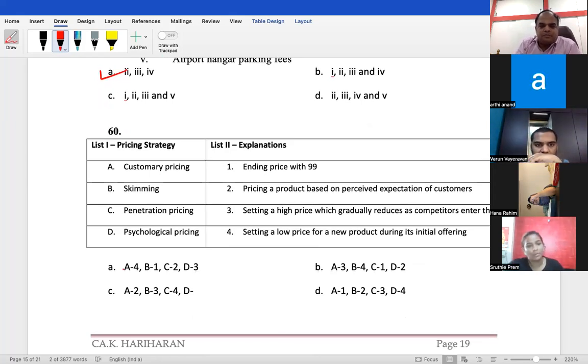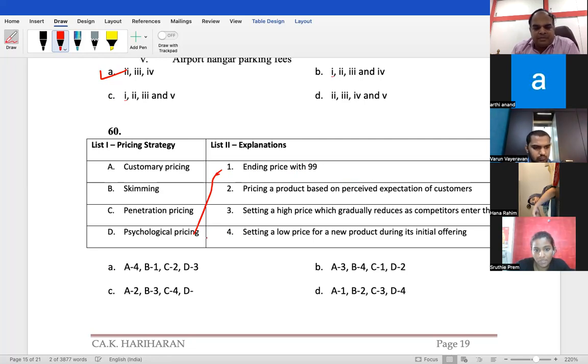Next. Match the pricing strategy and explanations. Customary pricing, skimming, penetration pricing, psychological pricing. Explanations: ending a price with 99. Ending the price of a product with 99 is called what? It is called psychological pricing. Psychologically, it appears less. Next: pricing a product based on the perceived expectation of customers. Pricing the product based on the perceived expectation of the customer is customary pricing.